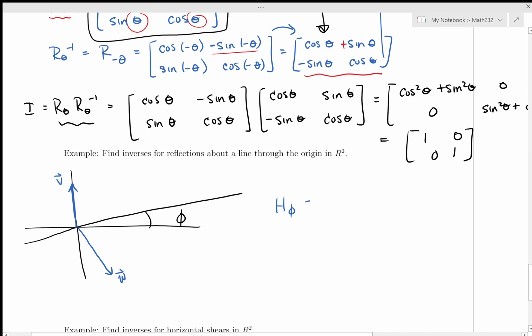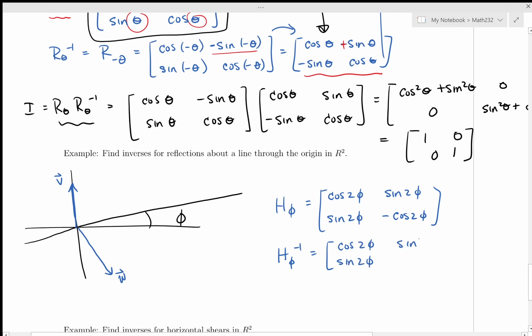So I'm going to write here what the reflection matrix looks like. The standard form of the reflection matrix looks like this. And then I would claim, based on my geometric analysis, that the same exact matrix is also the inverse. The matrix is its own inverse.